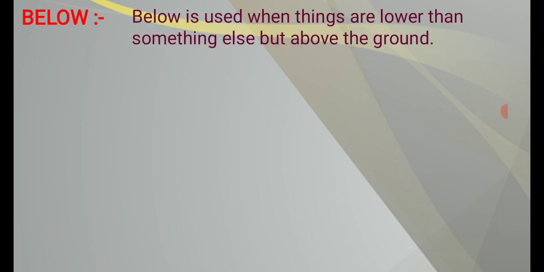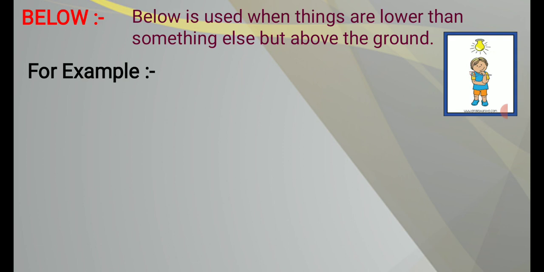Now next preposition is below. Below is used when things are lower than something else but above the ground. It means that it is not touched by the ground. It is higher than the ground and lower than another object. At that time we use below. Let's see the example and get more clarity.